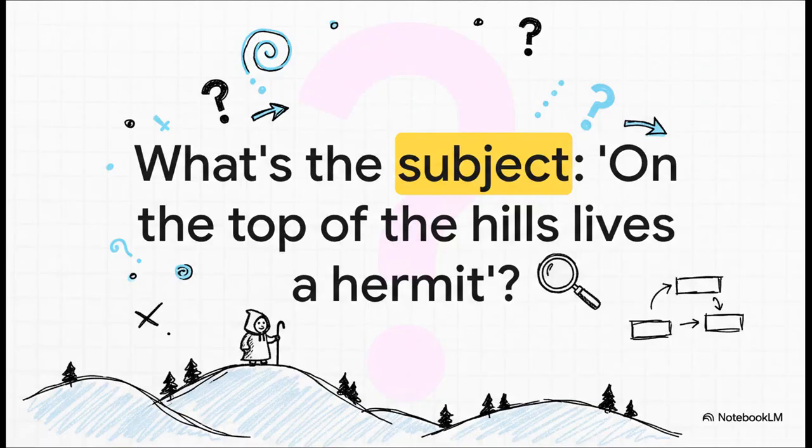Let's jump in. Okay, right off the bat, let's start with a little puzzle. Take a look at this sentence. On the top of the hills lives a hermit. Now, what's the subject? Your first thought might be, well, it's the hills, right? I mean, it's right there at the beginning. But is that the correct answer? Just hang on to that thought. We're going to circle back to this, and by the end, you'll know the answer for sure.